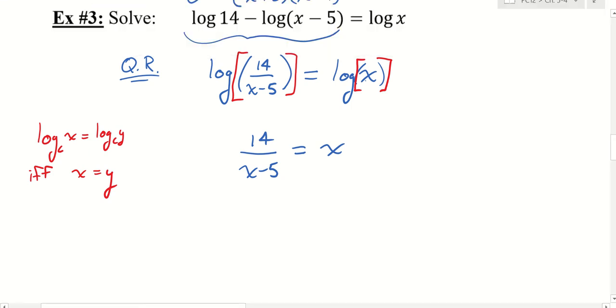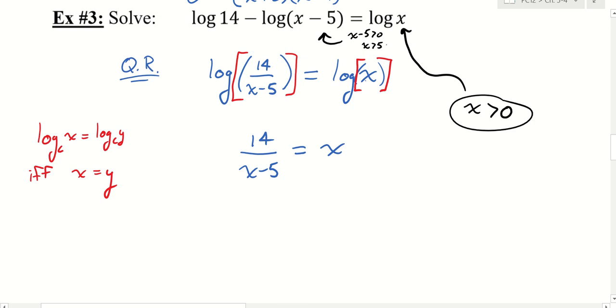And I am suddenly struck by the fact that I did not write my restrictions either. So here we have the input of our logarithm. It must be positive. The input of this logarithm states that x minus 5 has to be greater than 0. Therefore, x has to be greater than 5.